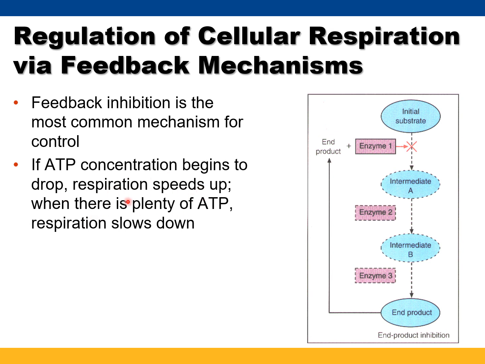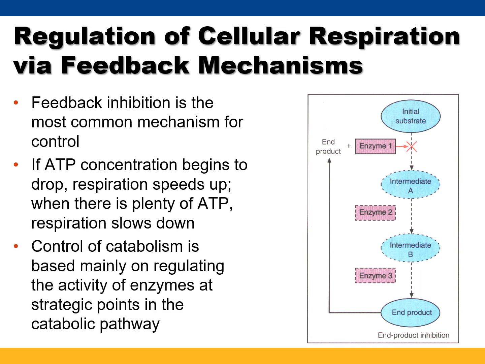When there's a lot of ATP around, the ATP will act as an inhibitor and slow down the creation of additional ATP. It will slow down glycolysis and the citric acid cycle. And that's how we control it.